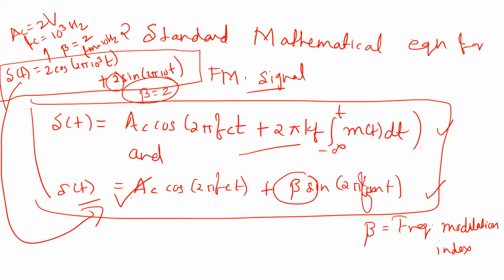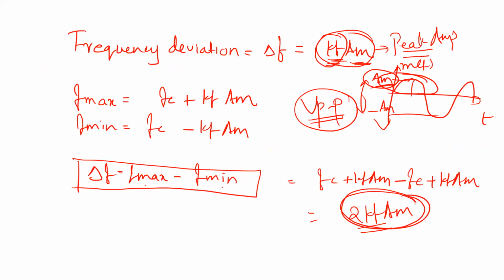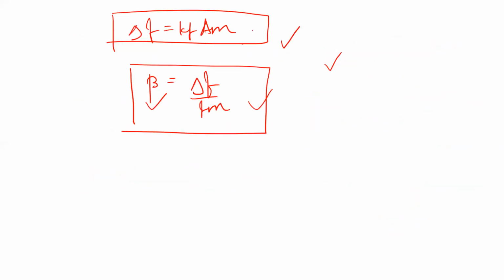Now, the standard expression of the FM signal is given as this. Over here, s(t) is equal to Ac cos 2 pi fc t plus 2 pi Kf integral from minus infinity to t of m(t) dt, and Ac cos 2 pi fc t plus beta sine 2 pi fm t. These are the standard signals of FM, irrespective of narrowband or wideband. Then we learned frequency deviation. Delta f is given as Kf into Am, and beta is given as delta f by fm. That is very important.